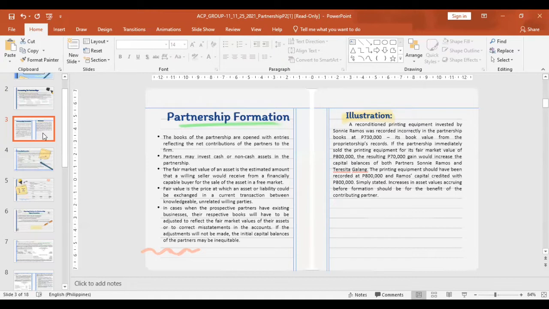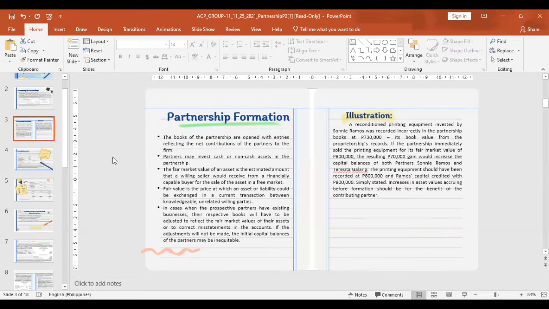So let's have some illustration. A reconditioned printing equipment invested by Sonny Ramos was recorded incorrectly in the partnership books at 730,000. It is the book value from the proprietorship records.